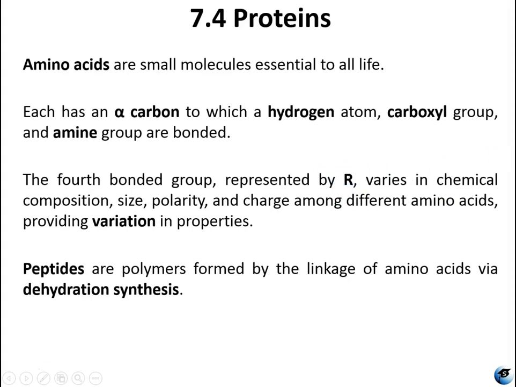and that has to do with different groups. So R represents a different group, usually one that contains carbons, and they have different chemical composition, size, polarity, or charge, which gives the different amino acids their varying properties. And then, of course, peptides are polymers formed by the linkage of amino acids, very similar to the linkage that we saw earlier in monosaccharides to form disaccharides or polysaccharides.